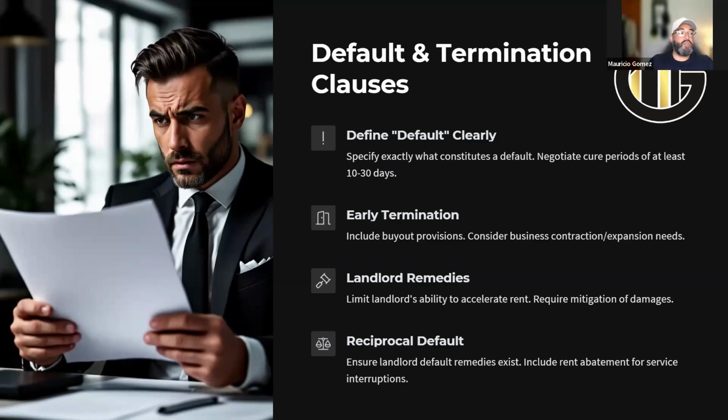Okay, so you need to make sure that there are defaults or remedies that exist that actually go back onto the landlord, because the lease has to be friendly for both the landlord and the tenant. It cannot just be one-sided, okay? And especially if you're representing the tenant, you've got to make sure you protect your tenant by making sure that those remedies are in place on the lease. Any questions?